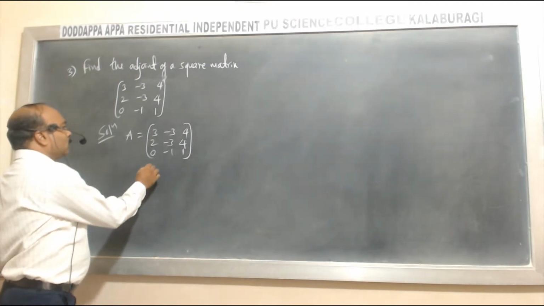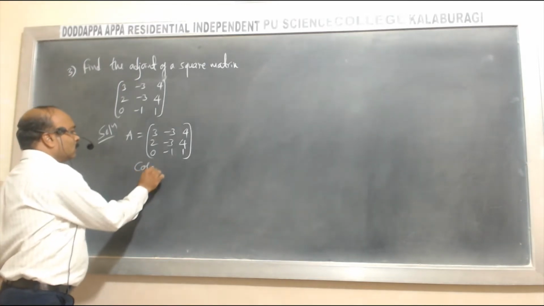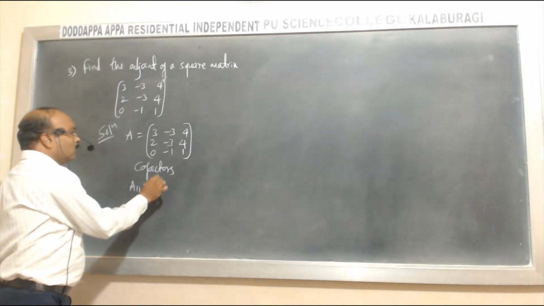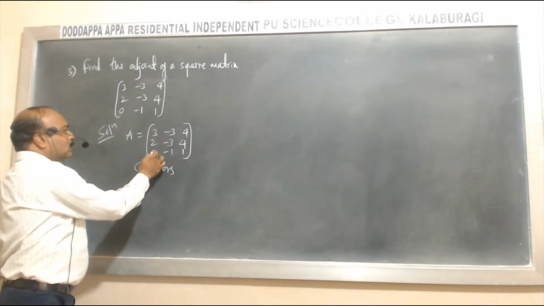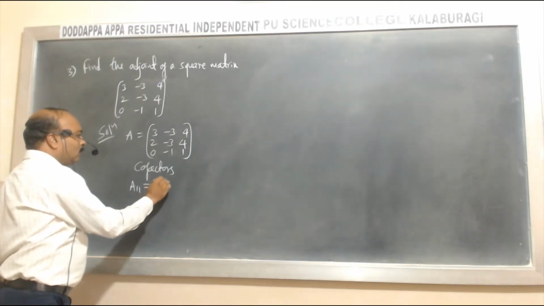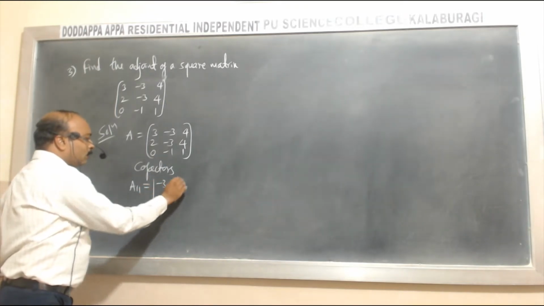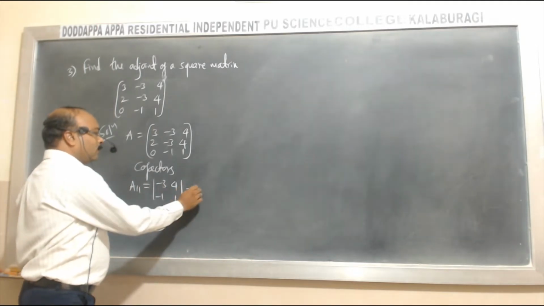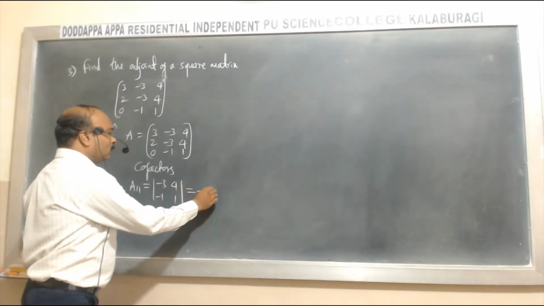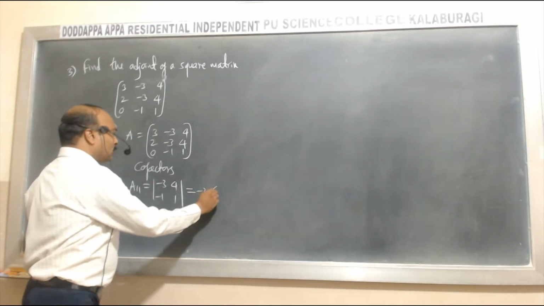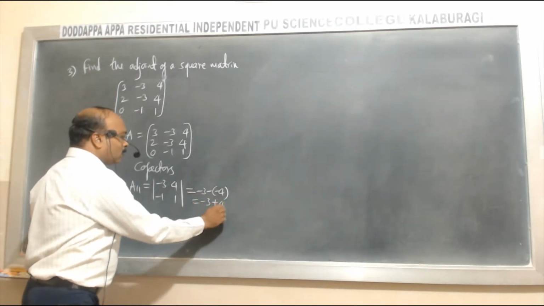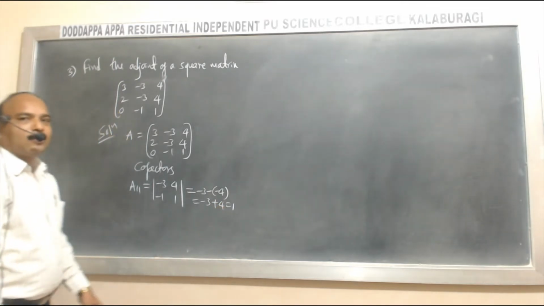Now first we calculate A11. A11 is given by deleting this column and this row, I get the determinant of minus 3 4, minus 1 1. So this is equal to minus 3 minus of again minus 4. It is equal to minus 3 plus 4. It is equal to 1.